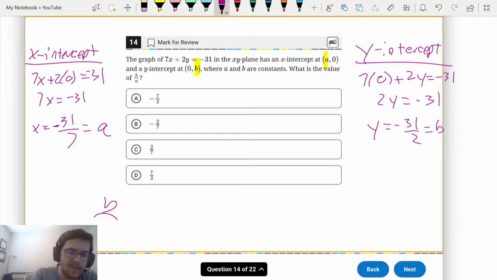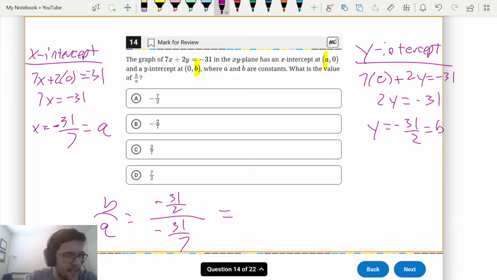Now it wants us to find b over a. So we have to do negative 31 over 2 over negative 31 over 7. And if you type that in your calculator, you get 7 over 2. And that's the answer.